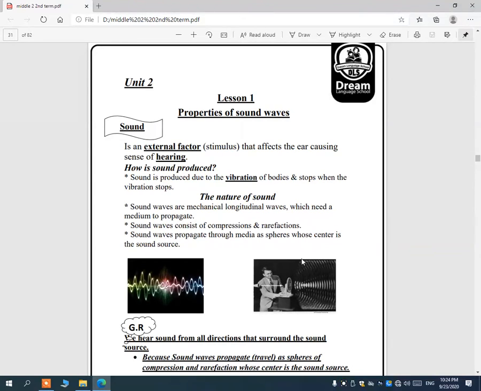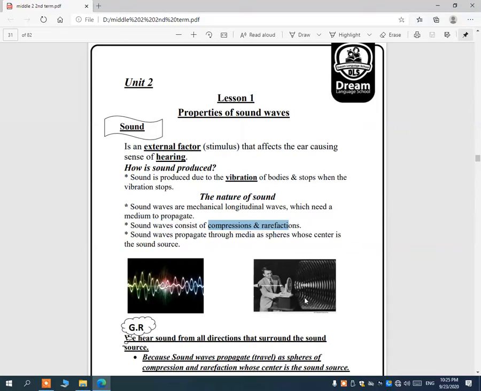When the object is in a vibration state, it will make a sound, but when the vibration stops, the sound will stop. What is the nature of sound wave? In the last lesson, we studied that the sound is mechanical longitudinal waves. Mechanical because it can't propagate through vacuum, or it needs a medium, and longitudinal because it consists of compressions and rarefactions.